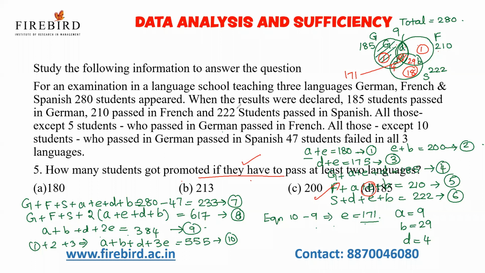How many students got promoted if they have to pass at least 2 languages? So the value is around 213. How many students got promoted if they have to pass at least 2 languages? So write the number of students who pass at least 2 languages. 171 plus 4, 175. 175 plus 9 is what? 184. 184 plus 20, 204. So 204 is your answer.